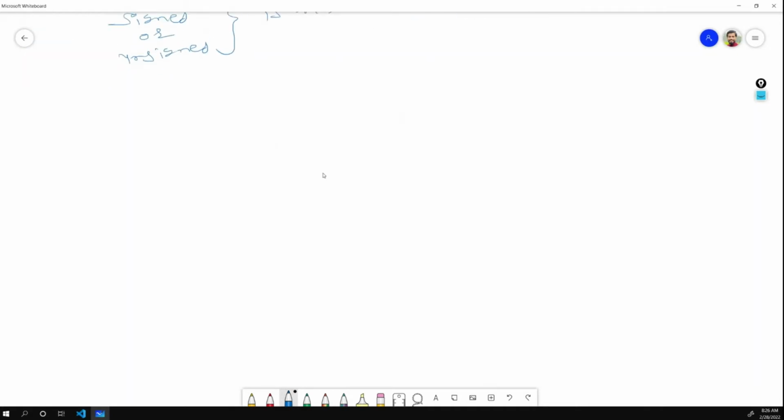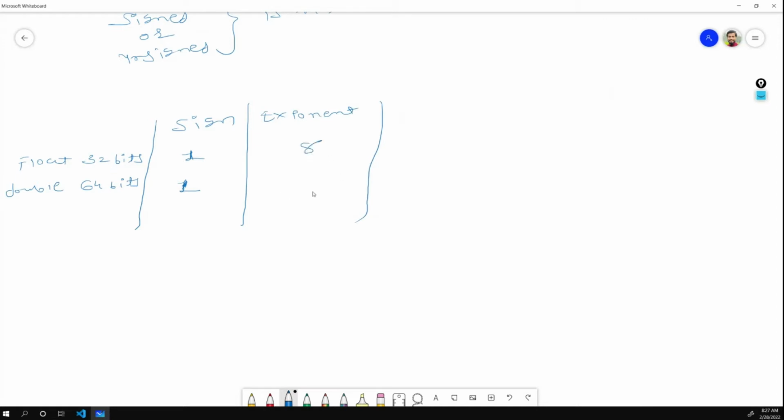Now I will divide my 32 bits. So float is 32 bits, double is 64 bits. The leftmost is the sign bit, which is a 1 or 0. Then comes the exponent: in the case of 32 bits it's 8 bits, and in the case of 64 bits it's 11 bits. The next portion is the significand, which is 23 bits here, and here it's 52. This is my 32 bits completed, and this is my 64 bits completed.